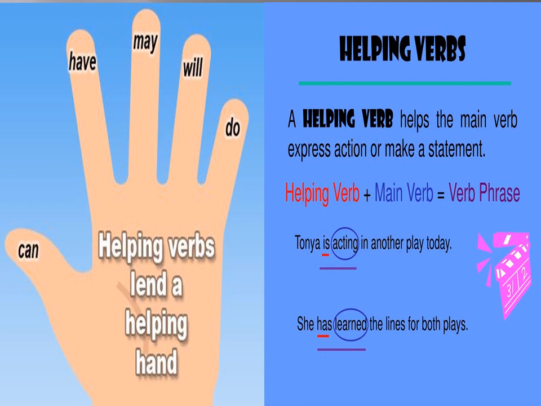Let's look at the second sentence. She has learned the lines for both plays, which means she's learned both the lines for the play. Now, let's look at this without has. She learned the lines for both the play. It makes sense but is not complete. So, when we use the helping word has, it makes a complete sentence. Is it clear, children?